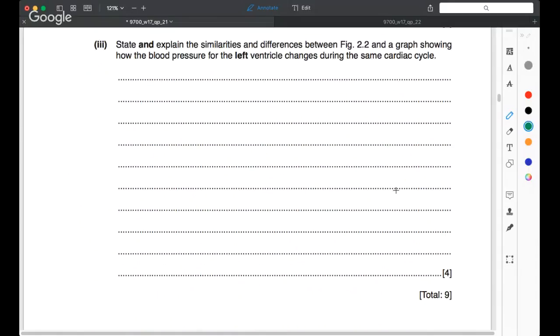So start with the similarities. Okay, so the shape of the curve would be exactly the same, but everything would be shifted upwards, because the blood pressure is higher. The left ventricle is part of the systemic circulation, so it pumps blood throughout the entire body, while the right ventricle just pumps it towards the lungs. Good. That's 3 out of 4 marks.